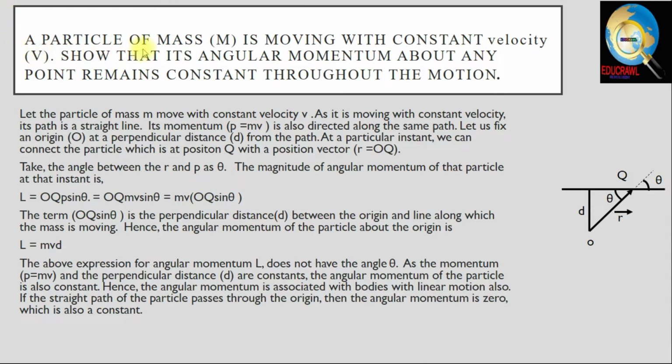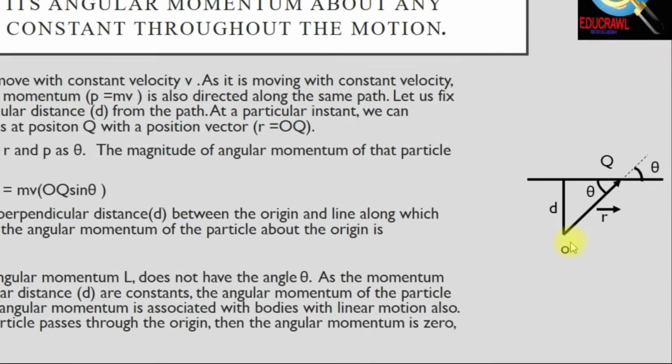Next problem. A particle of mass m is moving with the constant velocity v, and it is moving along the straight line which is given in the diagram here. Show that its angular momentum about any point remains constant throughout the motion. So we will consider an object of mass m which is moving with the constant velocity. Since it is moving with the constant velocity, it will have a linear momentum, which is given by P is equal to mv, which will be in the same direction as the velocity. Now we will fix the origin at O.